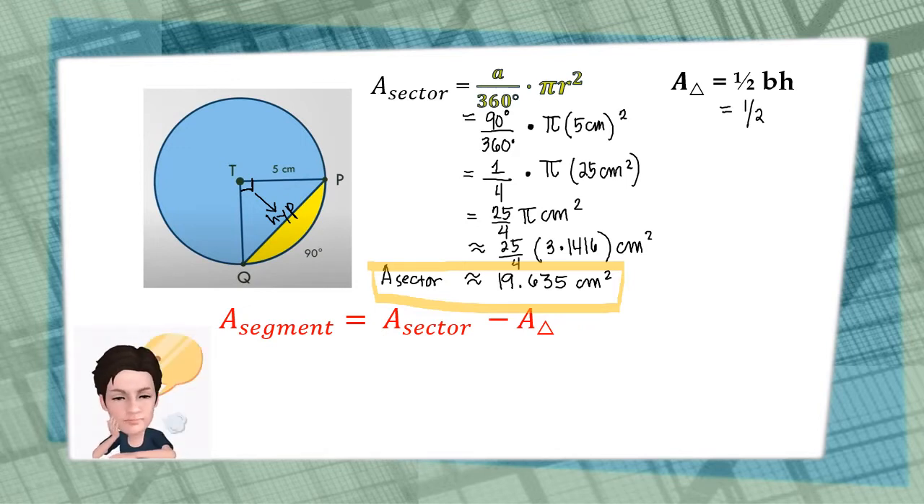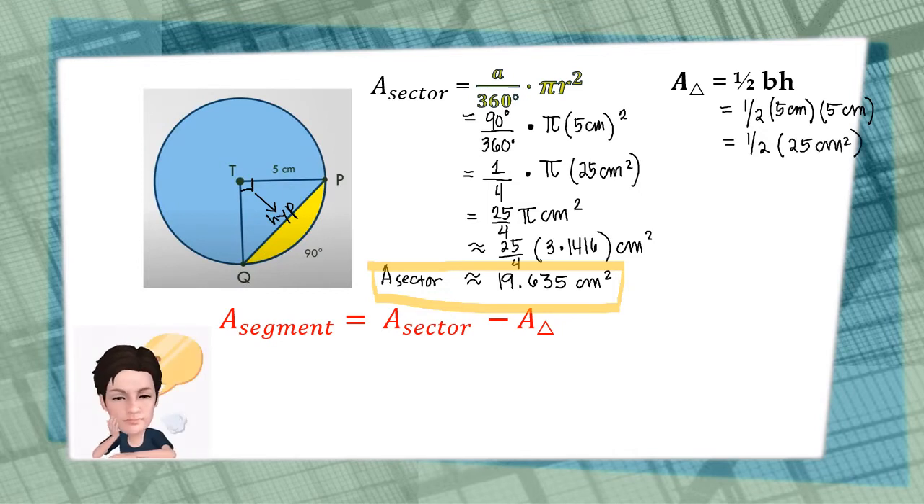With that, we can conclude that our base and height would be the segments TQ and TP. If you observe, segments TQ and TP are both radii. Therefore, they are the same in measure. So we can say that our base is 5 centimeters and our height is 5 centimeters as well. Now, let us simplify further. 5 centimeters times 5 centimeters, we would have 25 centimeters squared.